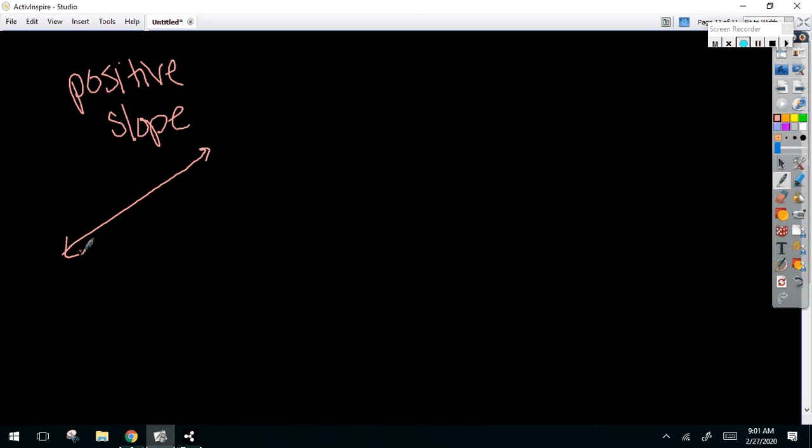4 different kinds with slope, okay? We have positive slope. Positive slope looks like you're walking up a hill. Okay? It rises as it runs. Negative slope, it goes downhill. You're walking down a hill.